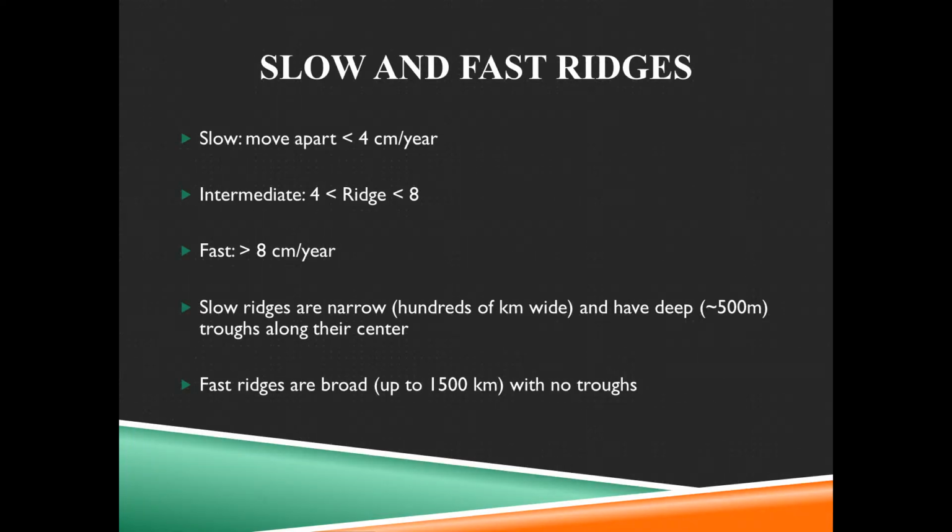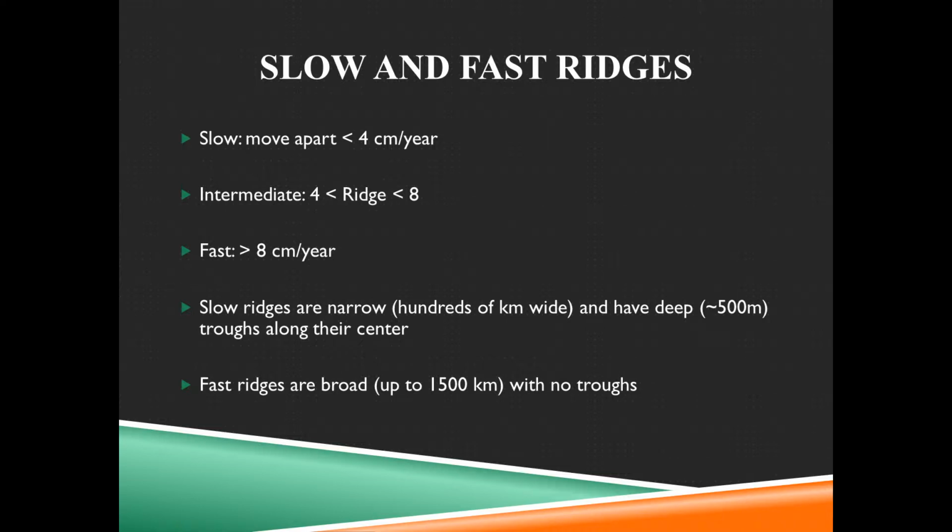These ridges can move at different speeds, so different spreading speeds. So we're talking about how fast the east side is moving away from the west side, or the north and the south, depending on the orientation of the ridge. If they're spreading slowly, a slow one refers to anything moving less than 4 centimeters a year.